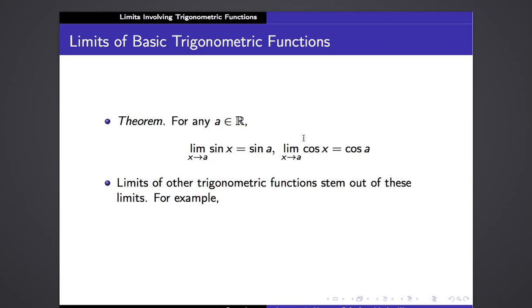Okay, so what about other trigonometric functions, like we have tangent of x, secant of x, cosecant of x, cotangent of x, right? It turns out that limits of other trigonometric functions stem out of these two limits. For example, the limit of tangent of x when x approaches a can be obtained by tangent of a. So how do we know this? To see that, let us move to my notepad.